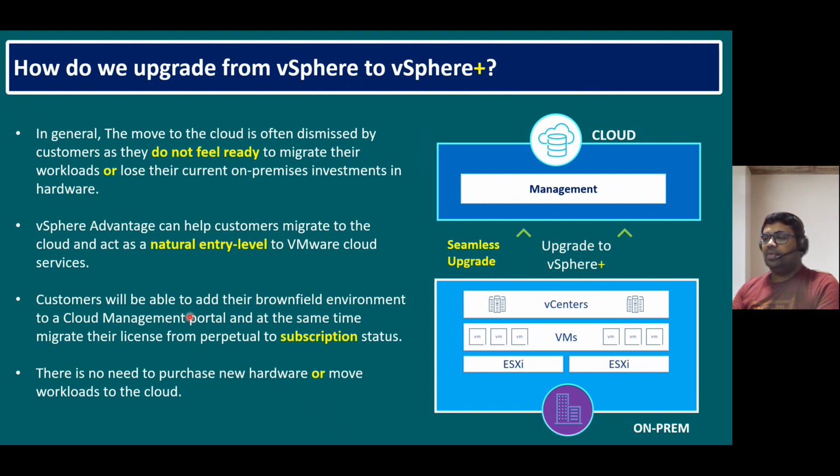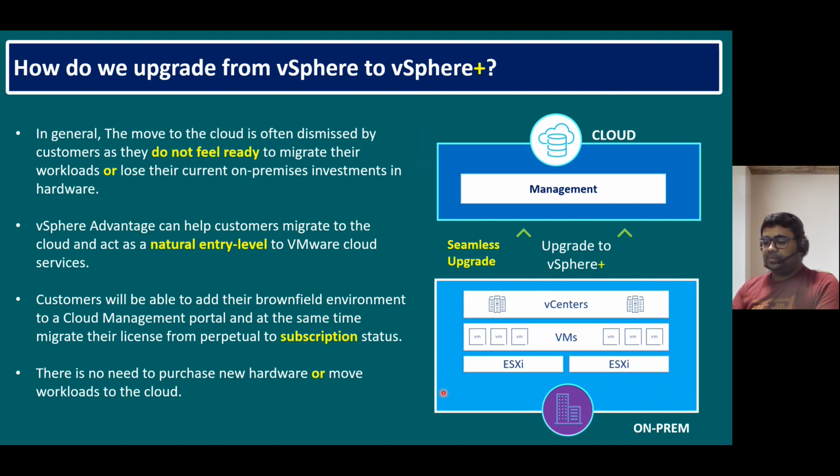So customers will be able to add their brownfield environment to a cloud management portal and at the same time migrate their license from perpetual, that means a permanent fixed license, to subscription status, and there is no need to purchase new hardware or move workloads to the cloud.